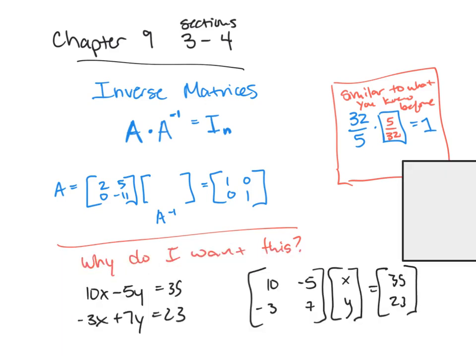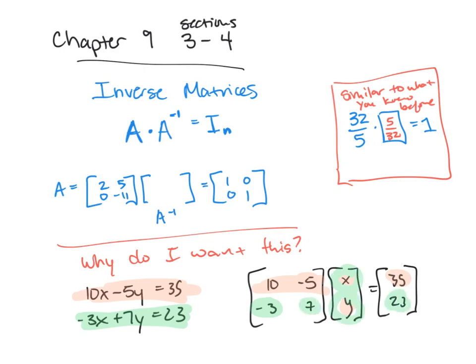So why do I want this? Because that's a very valid question. And a lot of it comes back to this kind of thing, but this is also a good example. So here we have a system. 10x minus 5y is 35, negative 3x plus 7y is 23. You can model that using this system or this matrix multiplication. And if you look, you'd see 10x negative 5y is equal to 35. That's where you get this guy. And then this comes from negative 3 times x, 7 times y is equal to 23.